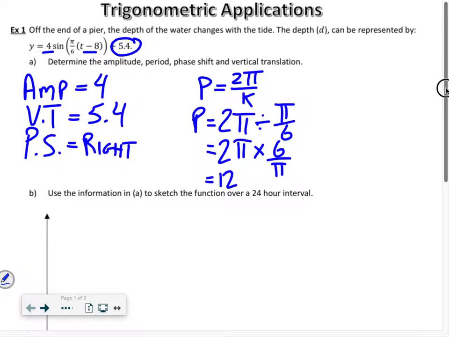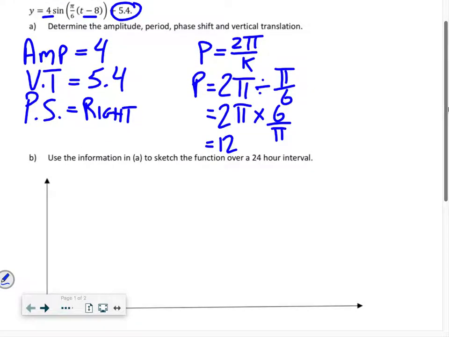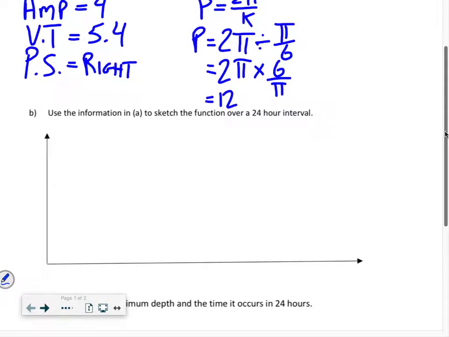With all of this information, we can put everything that we need on the graph. Okay, so if we're starting at 5.4, that should be the middle of your graph, because that is our vertical translation. Okay, so we've got 5.4. We're going to have our dotted line there. That's going to be where the graph rotates around.